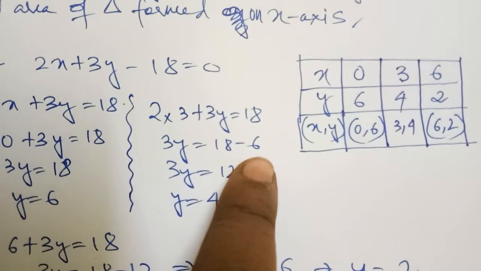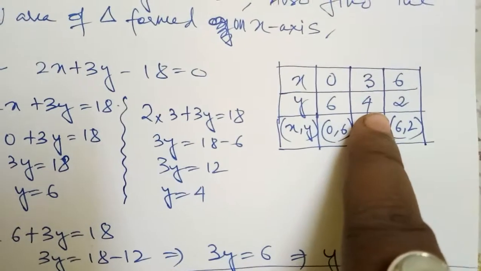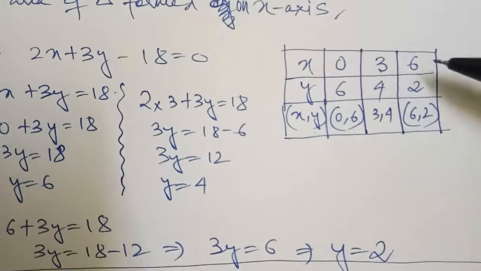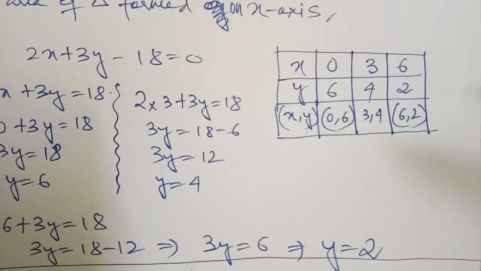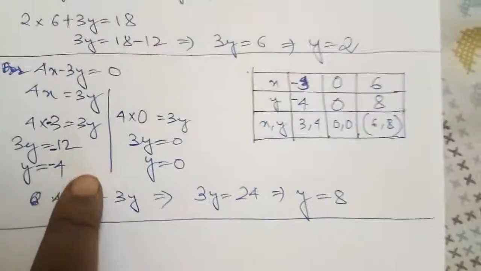This is the second step. Now 3y equals 4, which means y equals 4 over 3. Now put the value 4. Here the (x, y) values are (0, 6), (3, 4), and here also the same thing, (6, 2). The same thing again I have done with the first equation.